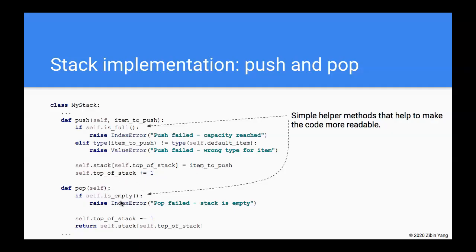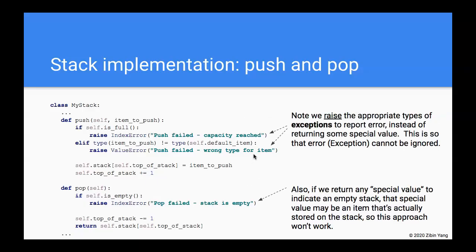In a pop, first thing we do is we check if it's empty, right? If it's empty, then we indicate an error. Otherwise, we decrement the top of the stack and return the item at the top of the stack. Okay, so now notice I used the helper method here, to make the code more readable. And readability is something I'm going to repeatedly stress. It's very, very important to make your code readable.